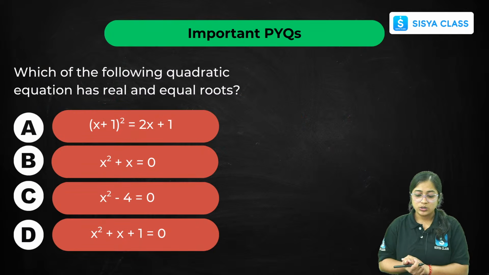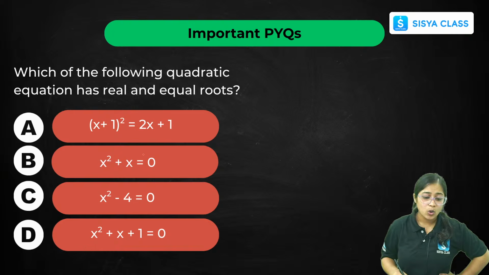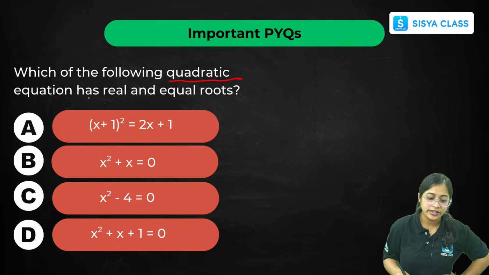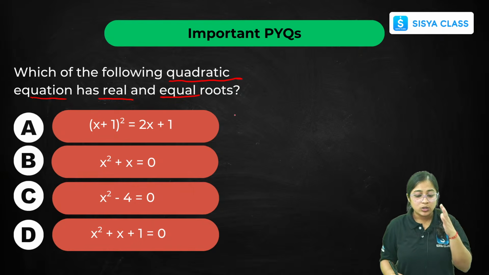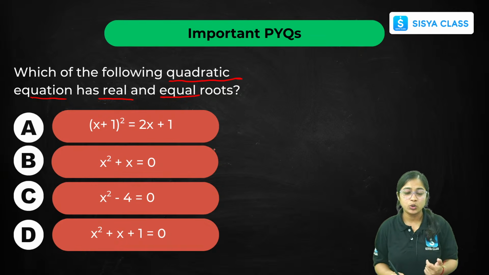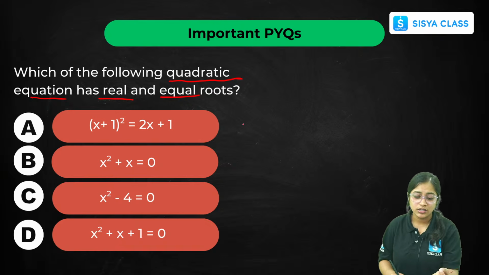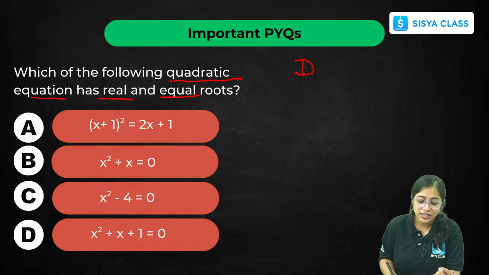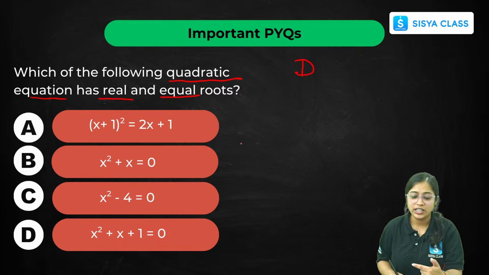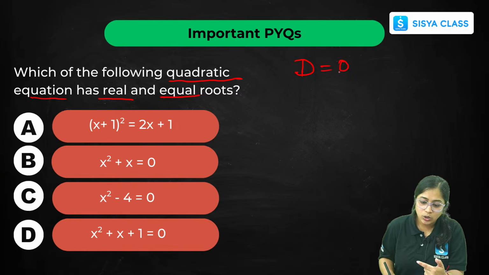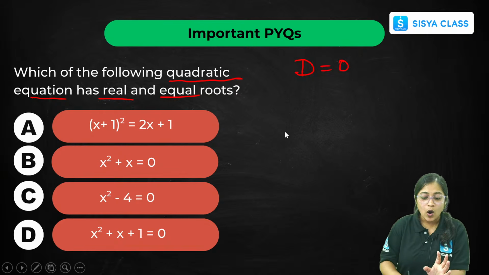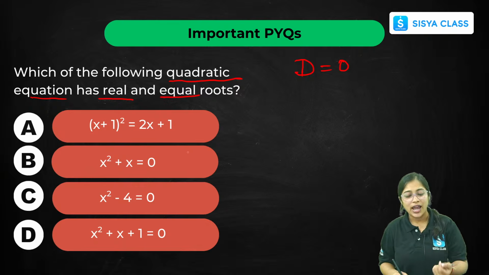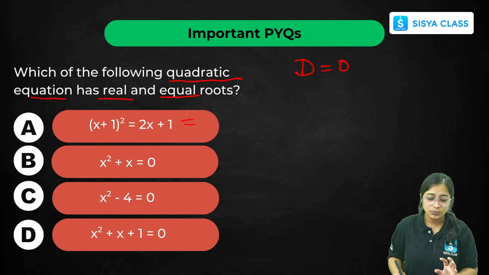Now let's see this question: which of the following quadratic equations has real and equal roots, right? In this question, you can do it using two methods. First, let's check the discriminant of each quadratic equation. If the discriminant is 0, then we know that our quadratic equation has real and equal roots, right? Or you can simplify the equation and get the value of the variable. So let's simplify this first equation.